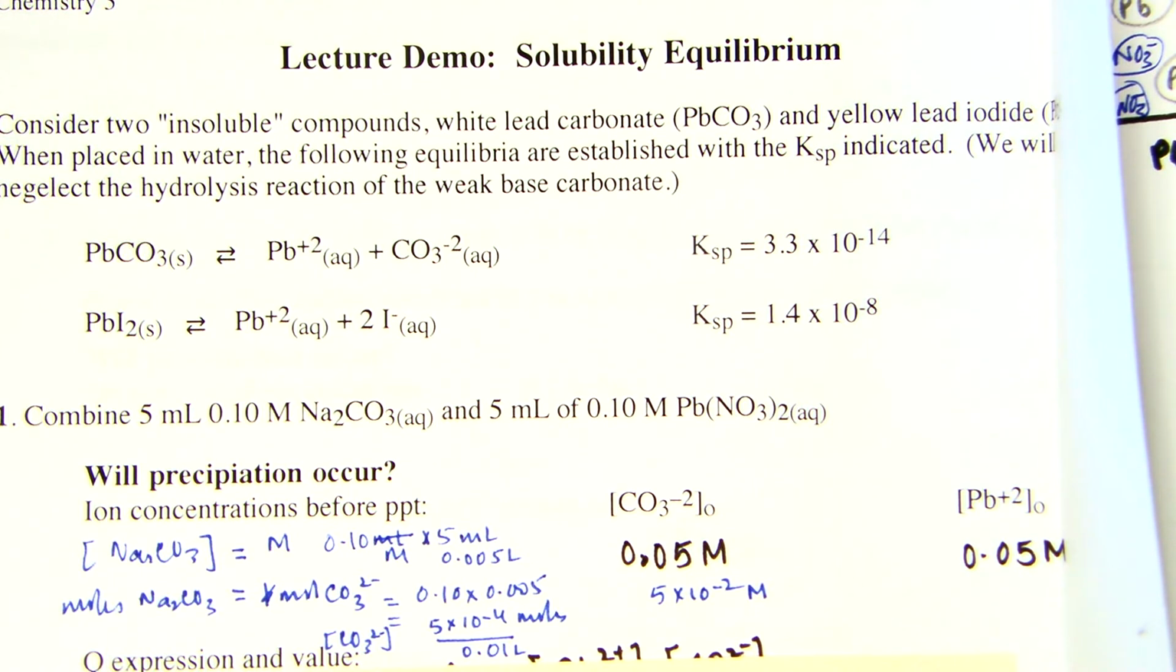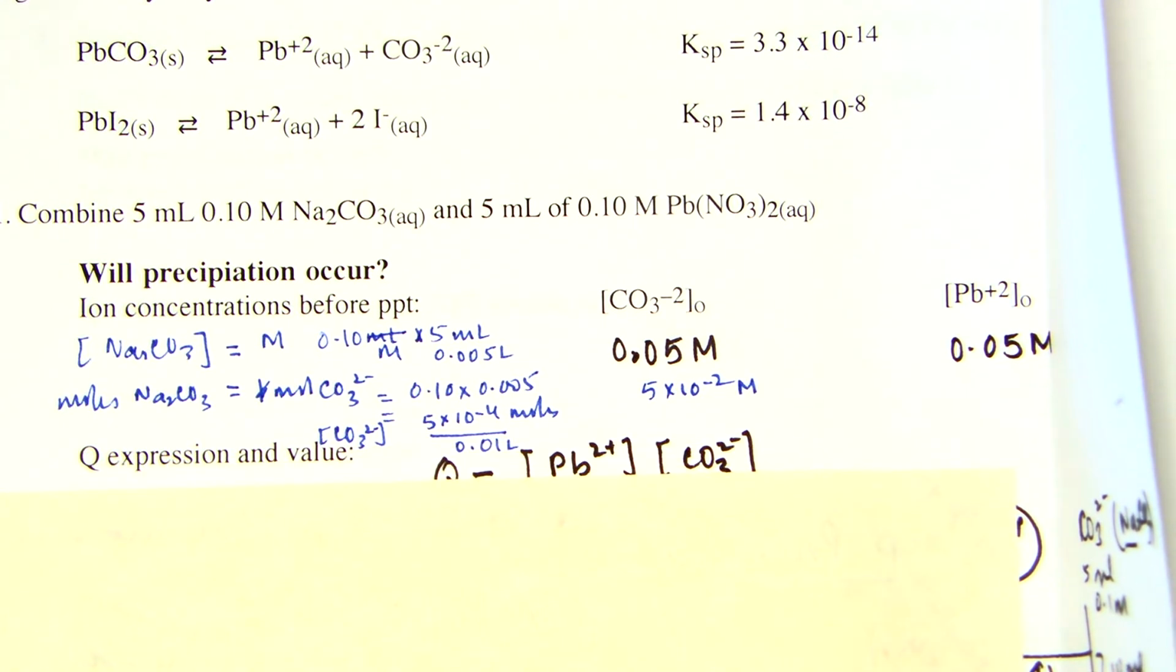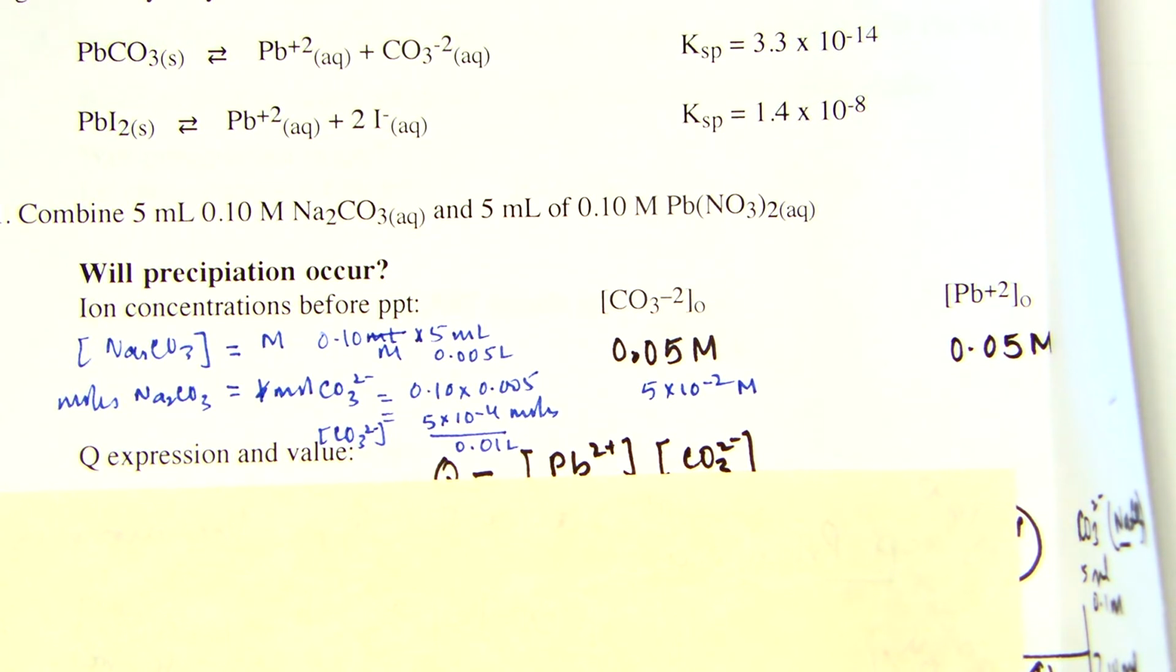The next thing that they ask you to do is to calculate Q. Just to refresh your memory, Q is different from Ksp in that the ion product is not at equilibrium yet. So Q, which is reaction quotient, is not equal to Ksp because we haven't achieved equilibrium yet. So to calculate Q, we use the same expression, molarity of Pb2 plus times molarity of CO3 2 minus.